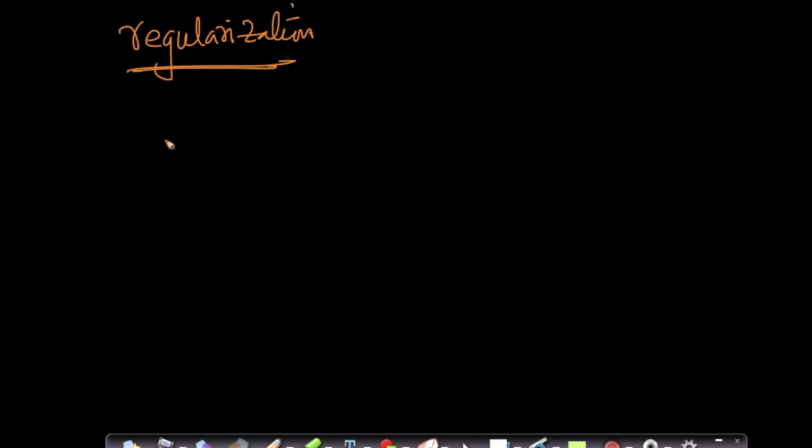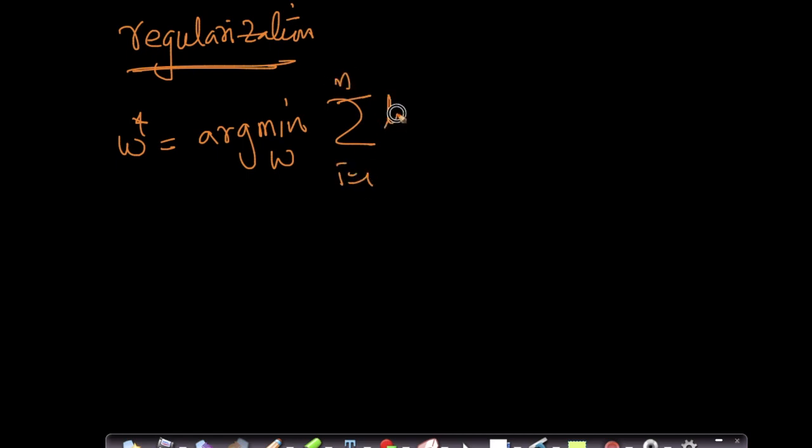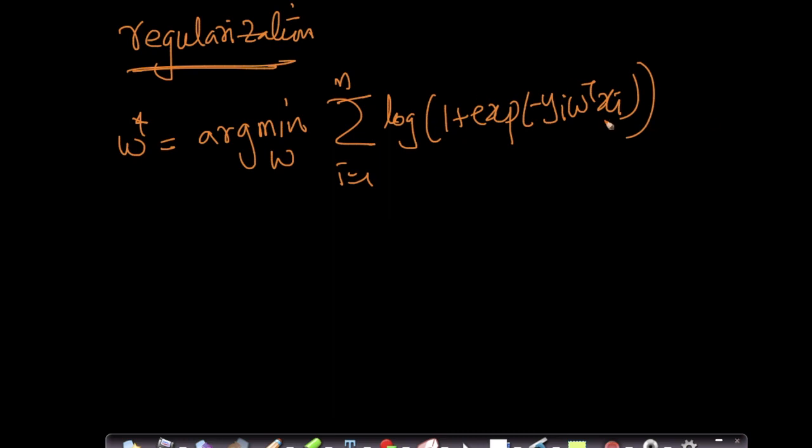What we do is this. It's a very nice hack. We'll say W star equals argmin over W of the summation from i equals 1 to n. This part remains the same: log of 1 plus exp of minus yi W transpose xi. This is minus zi, right? To this part, I will add one more term, which is plus lambda times W transpose W. Let's understand what this is.